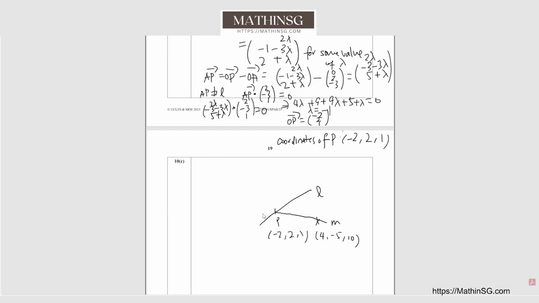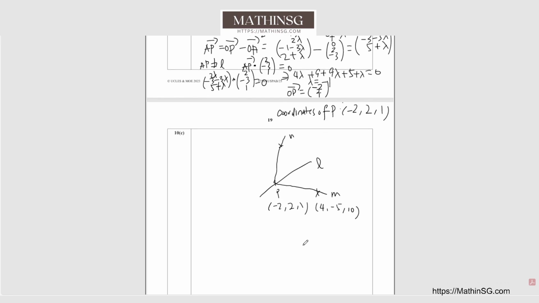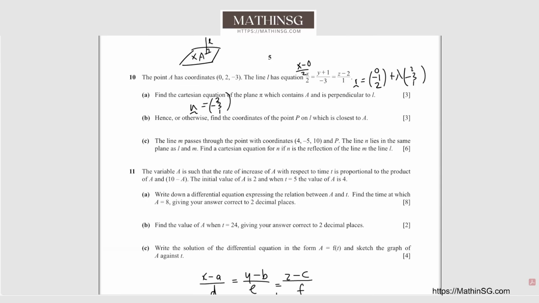Then next, so this is line M. If I reflect line M about line L, I will get this line, which is line N. So they are asking me what is the equation of line N. Okay, so let's do it. I will first let this be C. So let C be (4, -5, 10), because they didn't say what point it is, right? So later I need to say, oh, this point (4, -5, 10).